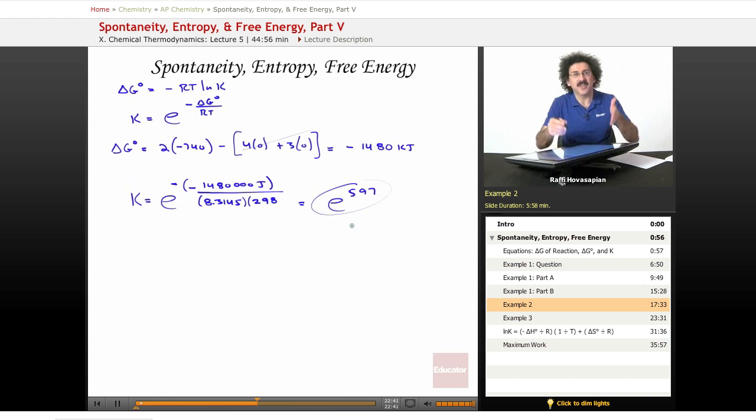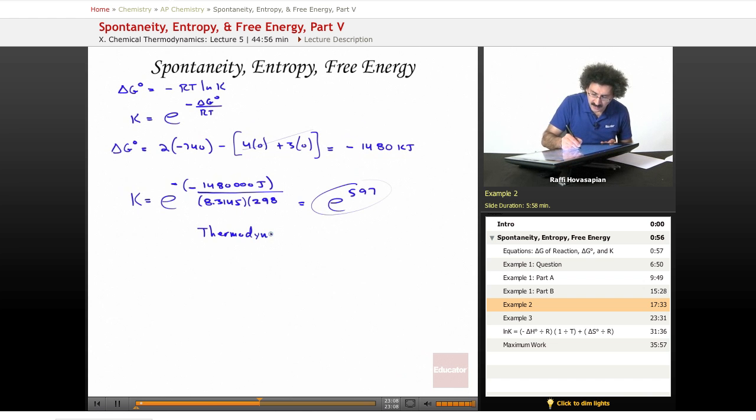Okay. We would call this thermodynamically favorable. So you'll often hear this term. Is this reaction thermodynamically favorable or unfavorable? Yes. As written, this is thermodynamically favorable at 25 degrees Celsius. The equilibrium constant is very, very high. And clearly the delta G is very, very, very negative. Minus 1,480,000 joules. That's extraordinary. Thermodynamically favorable.